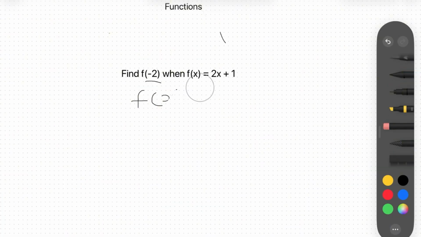Okay, you think this is easy? Let's try one for yourself. What if they want you to find f(5) when f(x) equals 2x plus 1? Solve that one on your own, and then we're going to be doing it together.